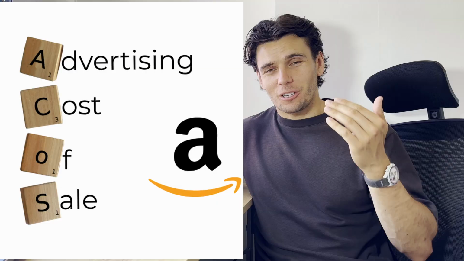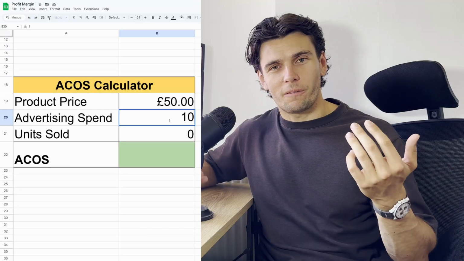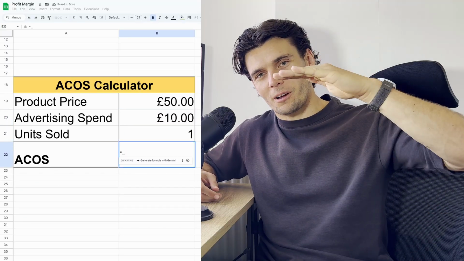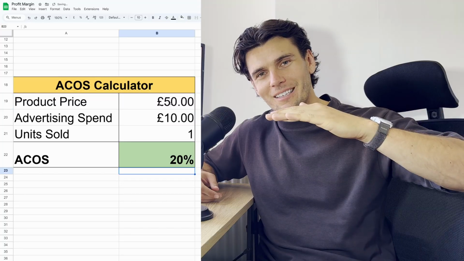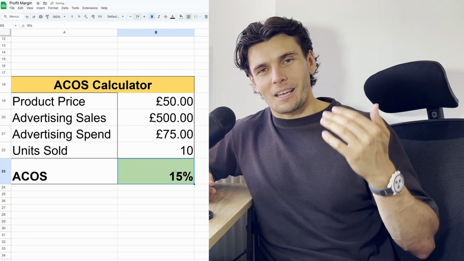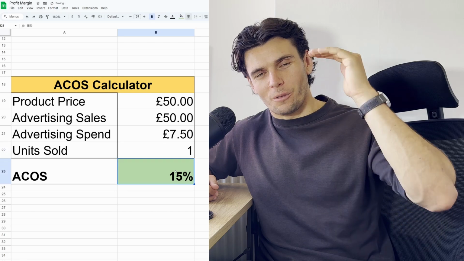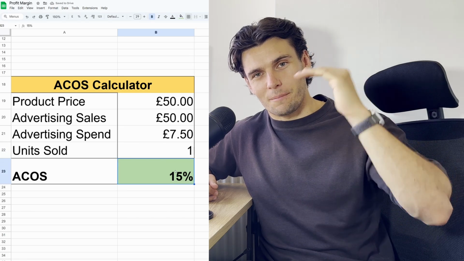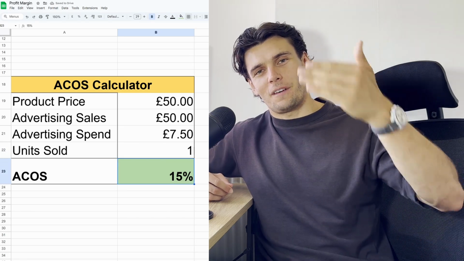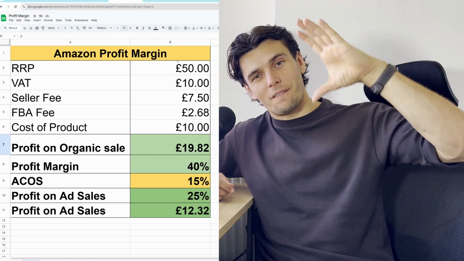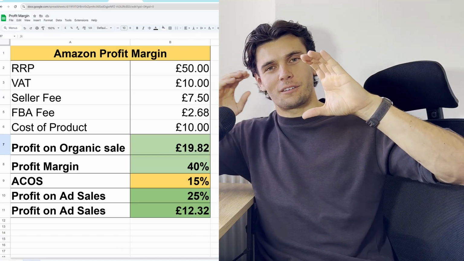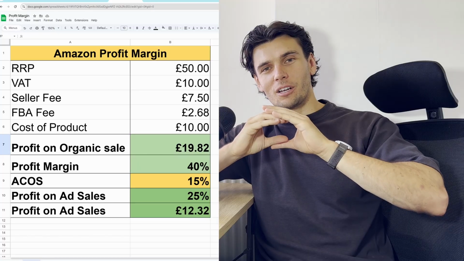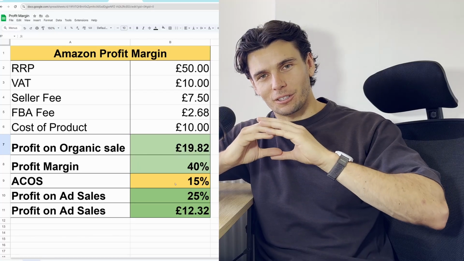ACOS is your advertising cost of sale. Similar to profit margin, it's the percentage of the product price that you spend on advertising to generate a sale. So let's assume you set up an Amazon advertising campaign which generates one sale with an ACOS of 15%. That means you spent 15% of the price of your product on advertising to make a sale. So when you then take that 15% advertising cost away from your profit margin, you're actually left with a 25% profit margin on all of your direct advertising sales.